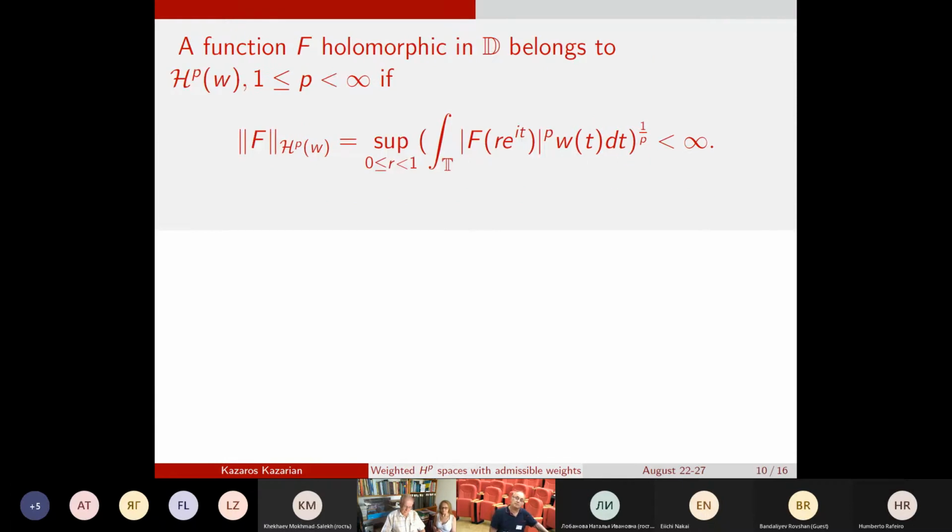And here I distinguish the HP space with weight on the unit circle, sorry. It comes out that in the classical case these spaces are isomorphic, but for weights it's not so. Okay, then this is one of the results which I'm going to announce here.